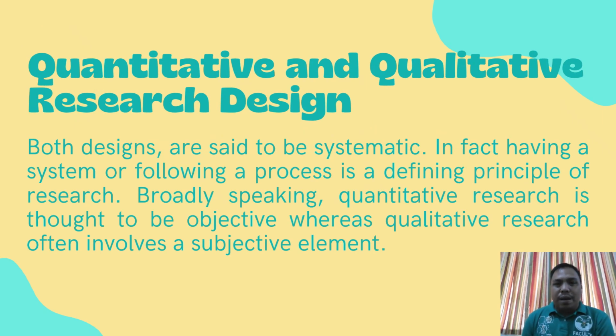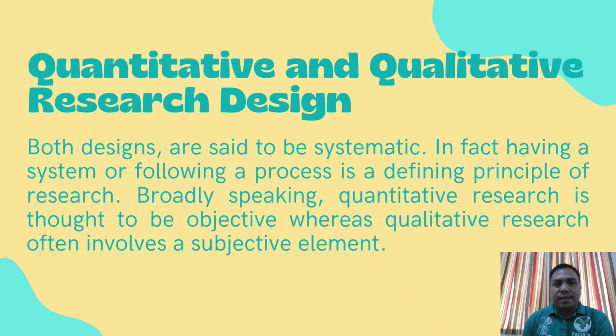Both qualitative and quantitative research design are considered systematic as each follows an organized process to collect and analyze the data. Having a structured system or process is a fundamental principle of all types of research. In general, quantitative research is viewed as objective, focusing on numerical data and measurable variables.